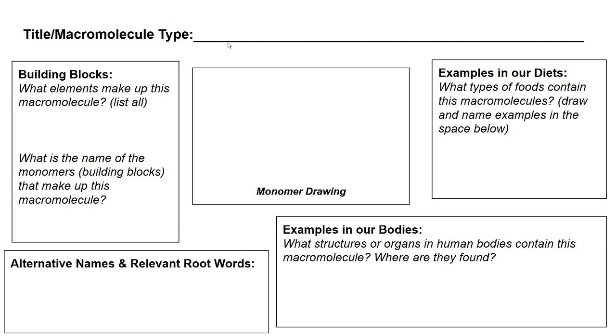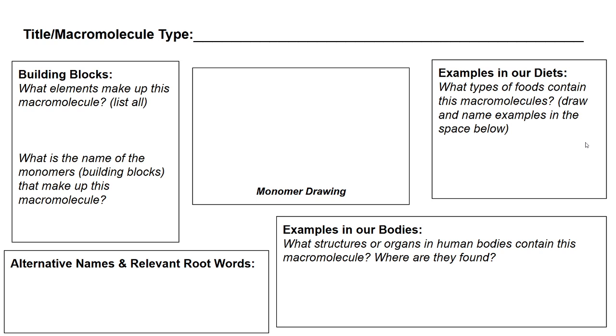You're going to have your name and then what macromolecule type you have. And then you're going to have a drawing of your monomer right here, the building blocks, alternative names, and relevant root words here, and then some examples in our bodies and where we can find this stuff in our diet. So you'll have about 25 minutes in your expert group to come up with all of this information and to fill it out on this slide.